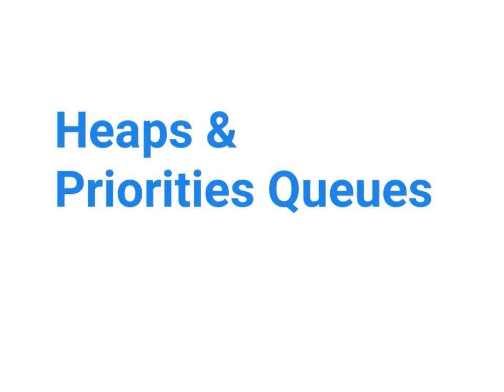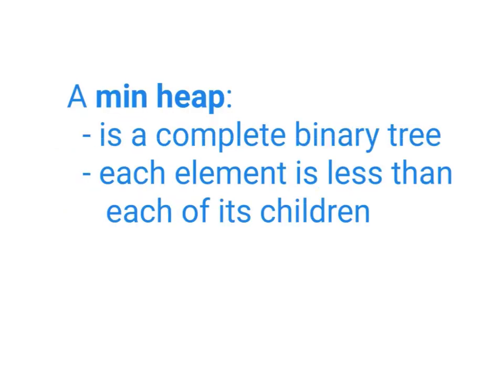In this video, we're going to talk about heaps and priority queues, which are a data structure that we can implement very easily using heaps. So the definition of a heap, and specifically we'll talk about a MinHeap here, is it's a complete binary tree, and each node in that binary tree holds an element that's less than the element that each of its children would hold. So there's an ordering where the smaller elements are always on top.